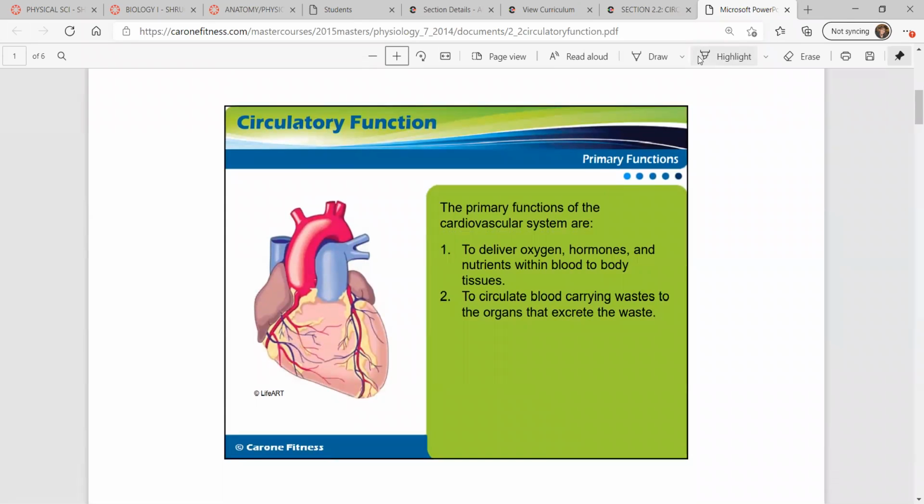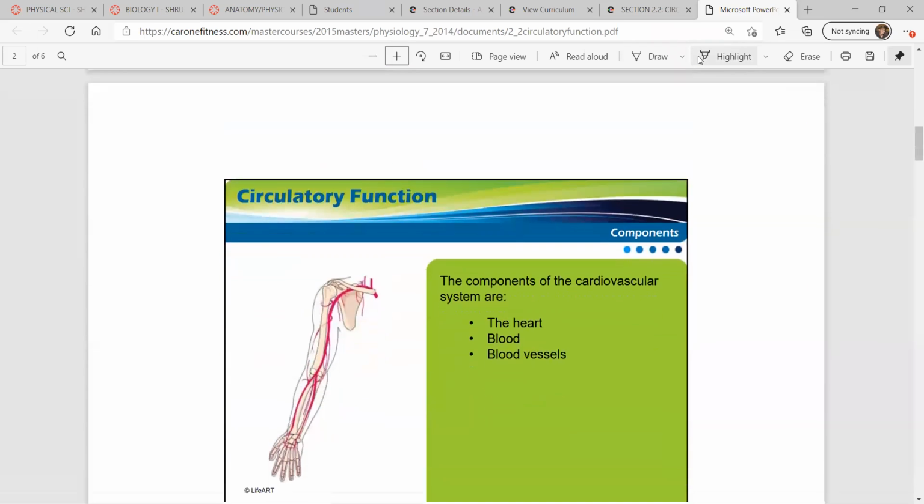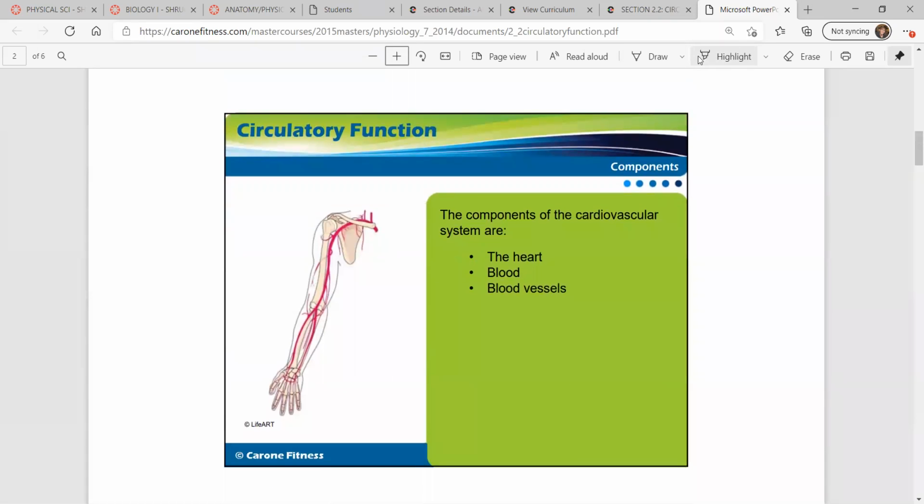The primary functions of the cardiovascular system are to deliver oxygen, hormones, and nutrients within blood to body tissues. And the second primary function is to circulate blood carrying wastes to the organs that excrete the waste. The components of the cardiovascular system are the heart, blood, and blood vessels.